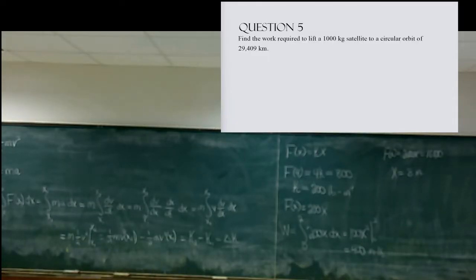Find the work required to lift a 1,000 kilogram satellite to a circular orbit 29,409 kilometers.